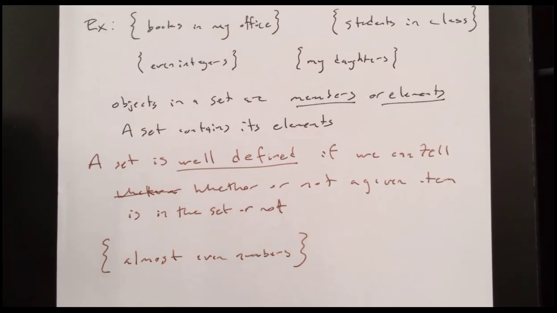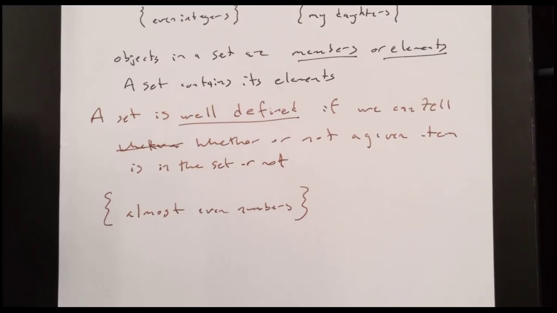Here's a set of almost even numbers. Do you know what almost even means? Neither do I. So is a number in this set or not? I have no idea. So this is badly defined. It's not well defined. Doesn't make sense. But even if I could give you an explicit definition, I might still not be able to have a set.